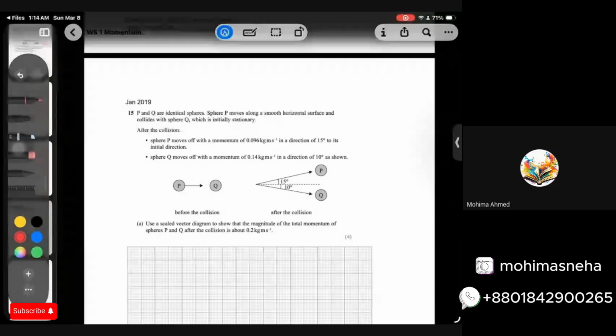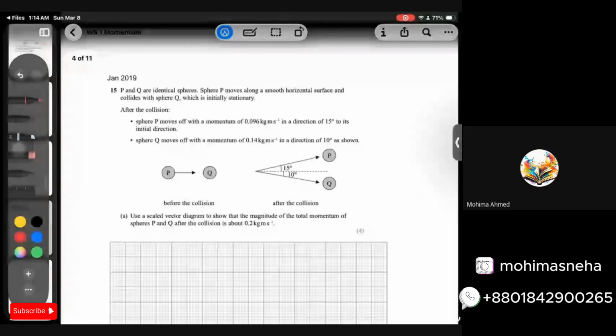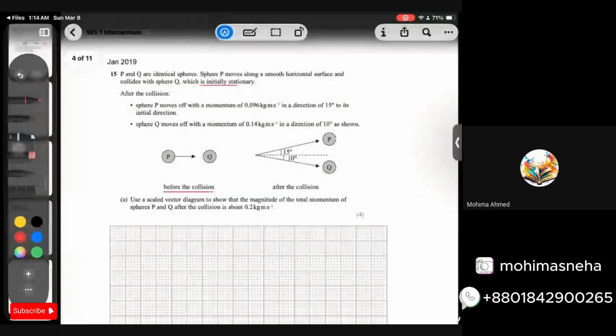So for this one, they're saying that P and Q are identical spheres. Over here, we can see that P moves along the smooth horizontal surface and collides with Q. Before the collision, they were in the same plane, and Q was initially stationary, and then P was moving towards Q and collided with Q, right? After the collision, P moves off with the momentum of this much at 15 degrees to the horizontal direction or initial position, and Q moves off with a momentum of this much at an angle of 10 degrees from the horizontal plane.